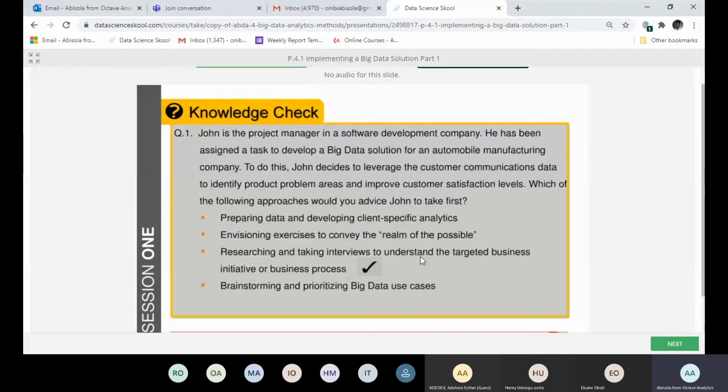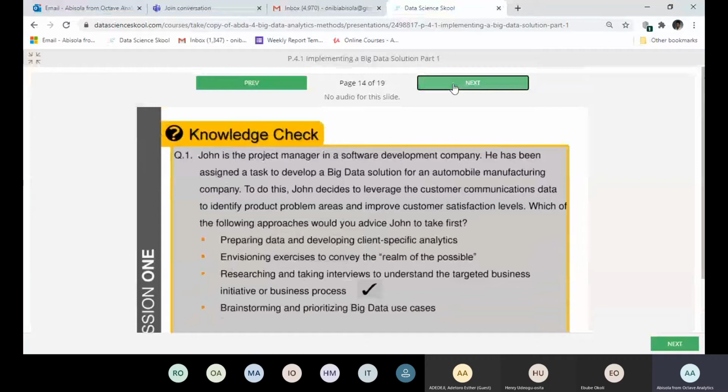Yes, they put envisioning exercises to convey the realm of the possible. Yes, they put that, but then this is a whole. This is where all 5 points are encompassed. So you cannot just put envisioning exercises. Under envisioning, we have 5 steps, and some of the steps are these, and this is definitely the first step you take while envisioning. So you cannot just say envisioning exercises. No, it doesn't make much sense, because you have several steps under envisioning exercises. So that is about the knowledge check.